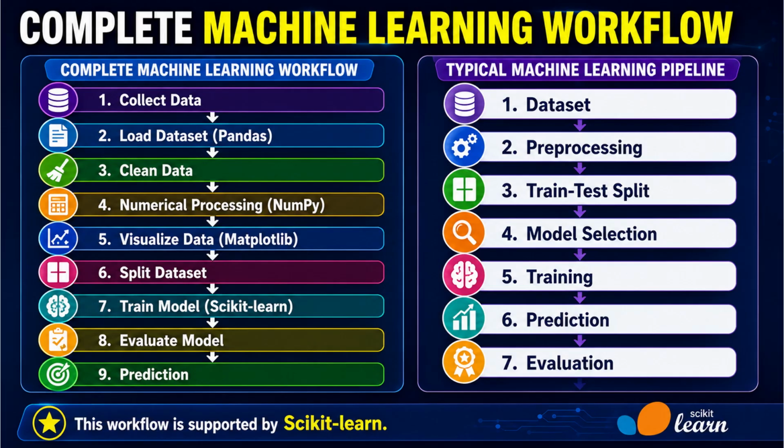That's a simple example. So for the complete machine learning workflow, you have to collect the data, load the data, which you can do using Pandas, clean the data, which again you can do using Pandas, do numerical processing using NumPy, visualize with Matplotlib, split the data using the Python program, train the model using Scikit-learn, evaluate the model and do the prediction. This is a typical machine learning pipeline also. So it is able to do the complete machine learning workflow.